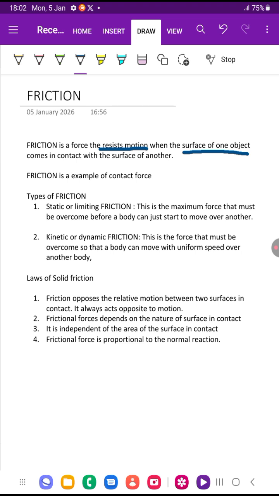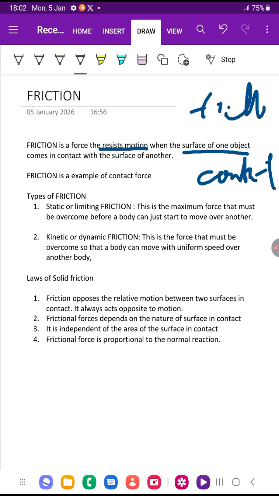And friction is an example of a contact force. We have two types of force: we have field force, and then we also have the contact force. So friction is an example of a contact force. Now let's move to the types of friction.